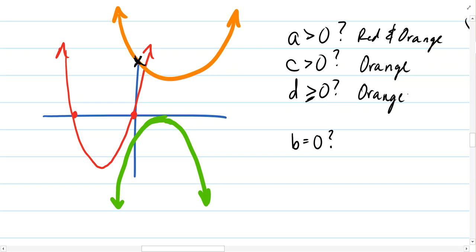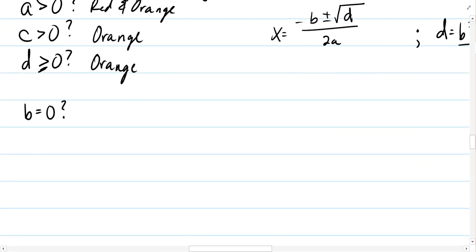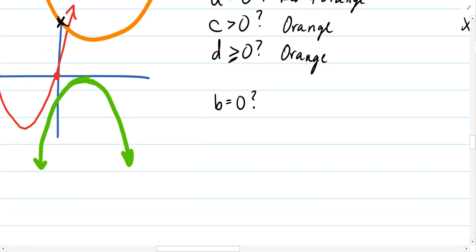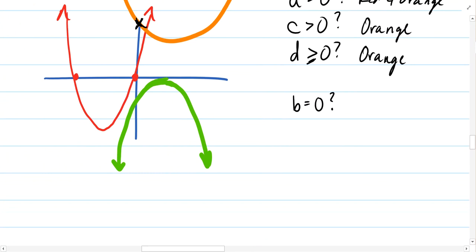As long as the graph touches or crosses the x-axis, then the discriminant is either going to be positive or equal to 0. Because again, when we take the square root of a positive number, we always get two results, one positive and one negative. The square root of 81, for example, is both positive 9 and negative 9.